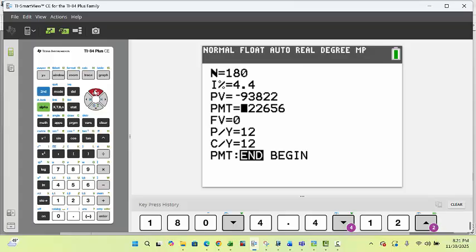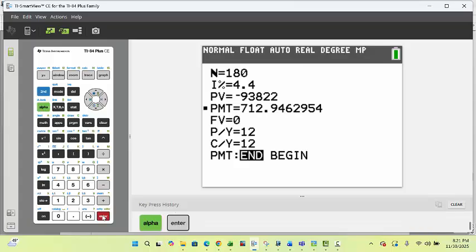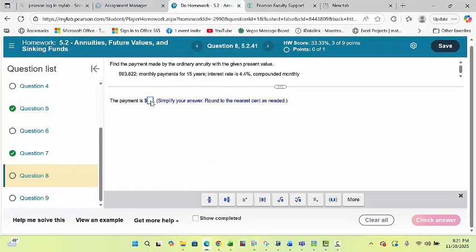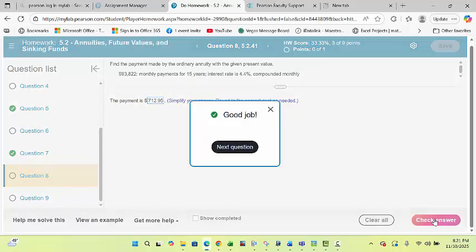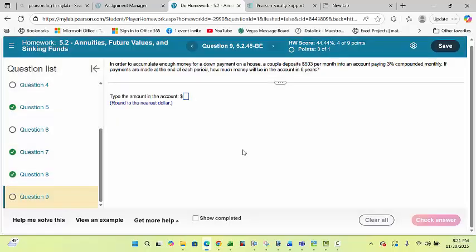Future value 0, that's good. Let's get our payment right here. Alpha solve. About 712.95. Look at us go. So I'll do this one real quick.